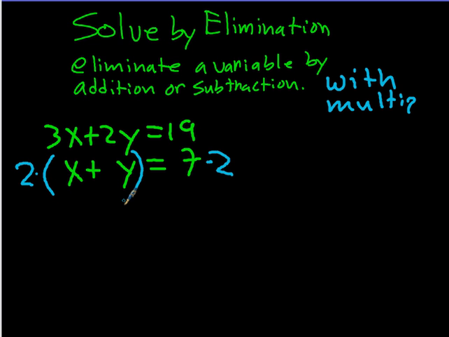So I've got 2 times x is 2x. I've got 2 times y is 2y. And I've got 2 times 7 is 14. This is often forgotten by many students, multiplying the other side. Some students forget to multiply both things here, right? You multiply the whole side of both equations.